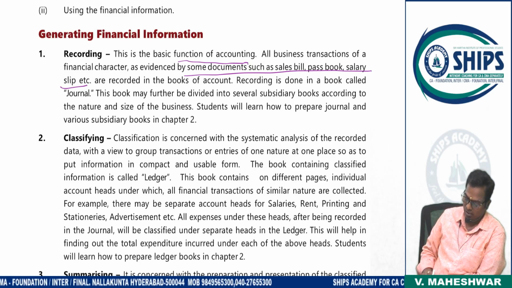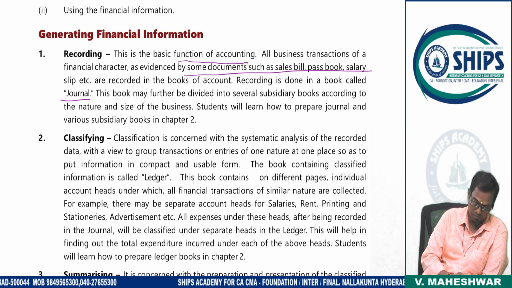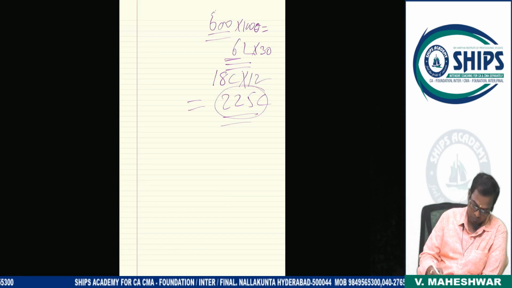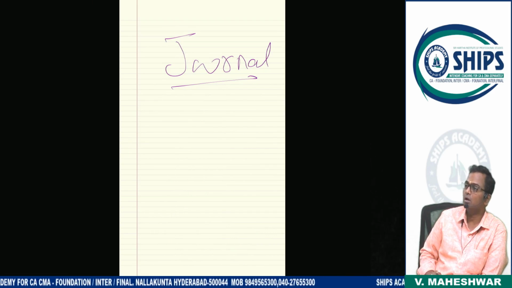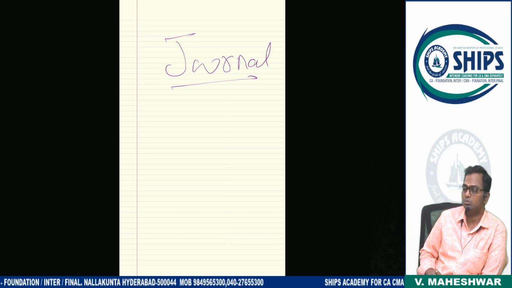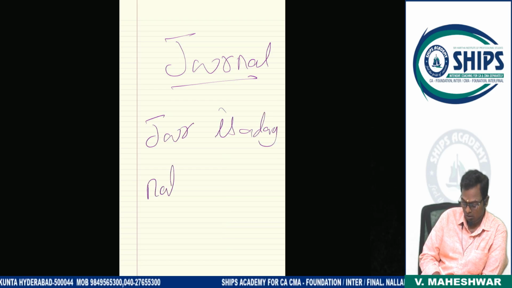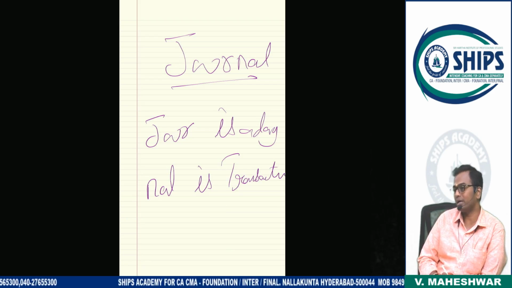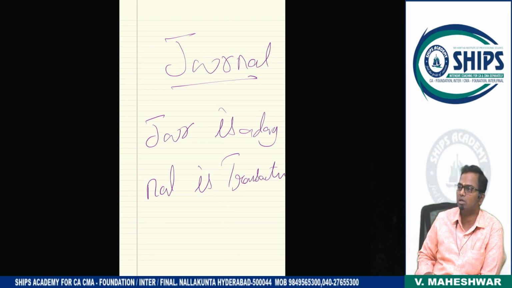Recorded in the books of accounts. Recording is done in a book called the journal. So we know the meaning of journal. What is the meaning of journal, sir? Jo is a day, null is a transaction. Finally we say a day transaction is called a journal. Whatever entries have been recorded in a day should be done in a systematic manner. It's called a journal.